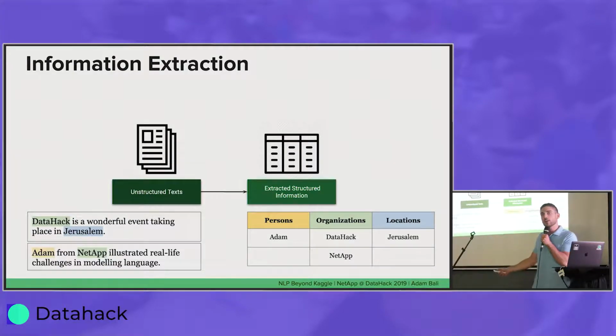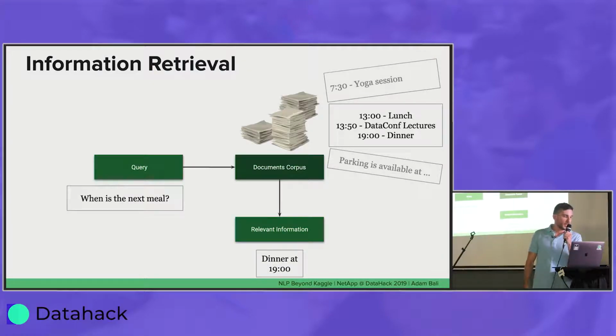Yeah, so information extraction is basically the case of trying to extract only relevant, structured information out of unstructured text. In information retrieval, you have another pile of unstructured text, and you need to retrieve, given some query, the most relevant information within a large corpus of text.